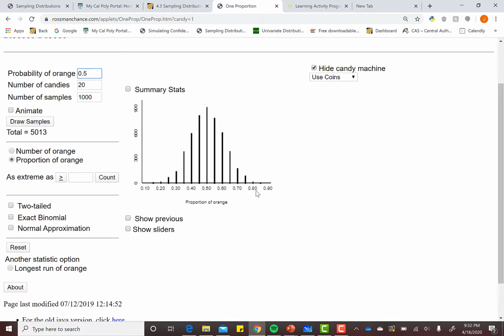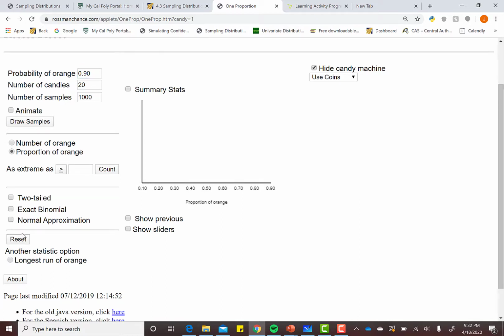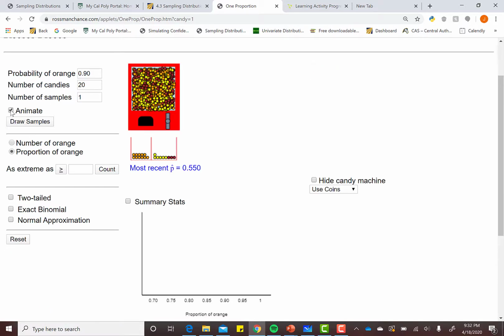Imagine, for argument's sake, it was Halloween time and Reese's Pieces said, you know what, we want to have more orange candies than we typically do. So we're going to change the proportion of orange candies to 90%. Originally it was 50%. Now there's a whole bunch more orange candies. Let's repeat this process where we can sample orange candies, and I'll undo this hide candy machine now. And we can animate this.